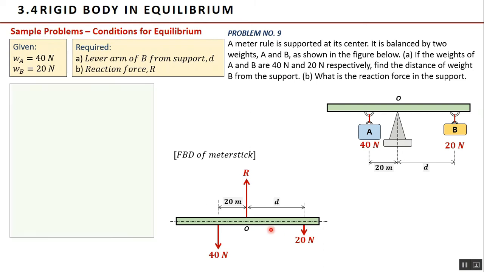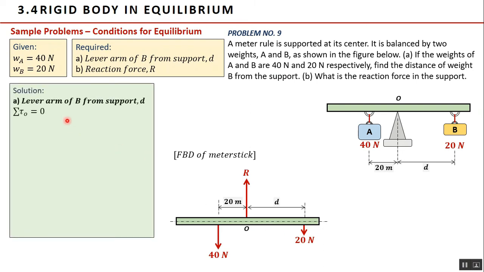Now, we are all set. For letter A, we use the equation for rotational equilibrium, that is, the summation of torque about the support, point O, is 0. Let us observe. About point O, this 40 newtons tends to rotate the stick counterclockwise, so its torque is a positive value. The torque produced by the 60 newtons is 0, since it already hits the fulcrum, O. The torque produced by the 20 newton force is a negative value, since it tends to rotate the lever clockwise.